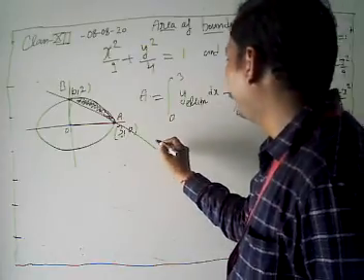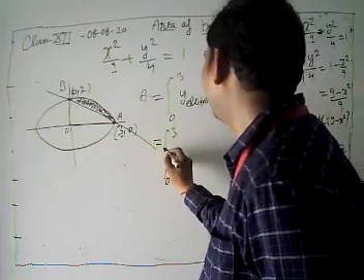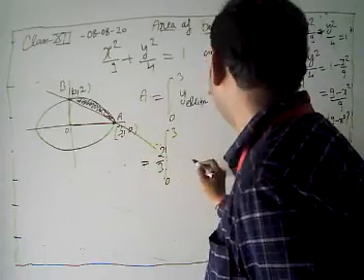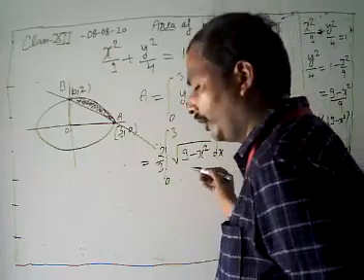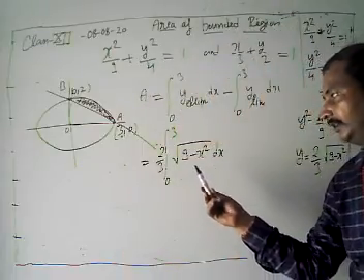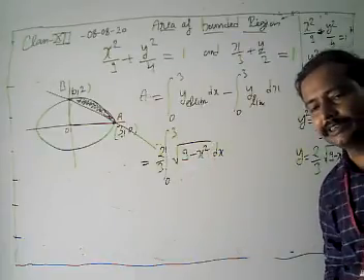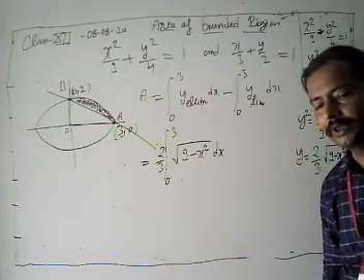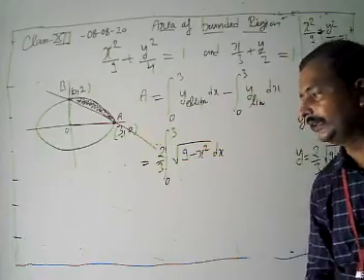Now what do we have here? Limit 0 to 3, taking 2 by 3 outside, 2 by 3 integral of under root 9 minus x square dx. Look, now we get a special integral: integral of under root a square minus x square dx. What is its value? It's x by 2 under root a square minus x square plus a square by 2 sin inverse x by a. Yes, it is correct.